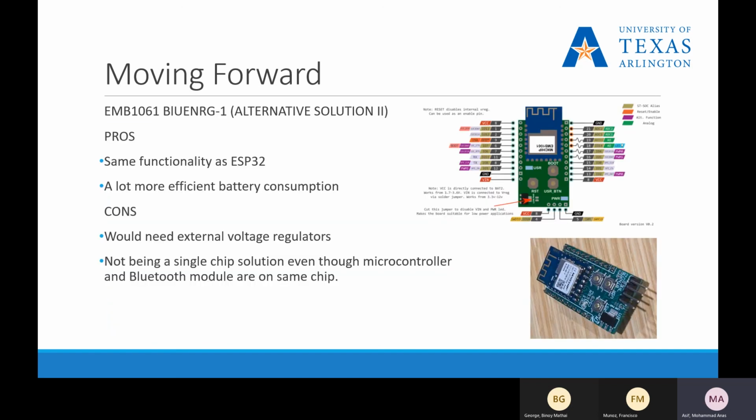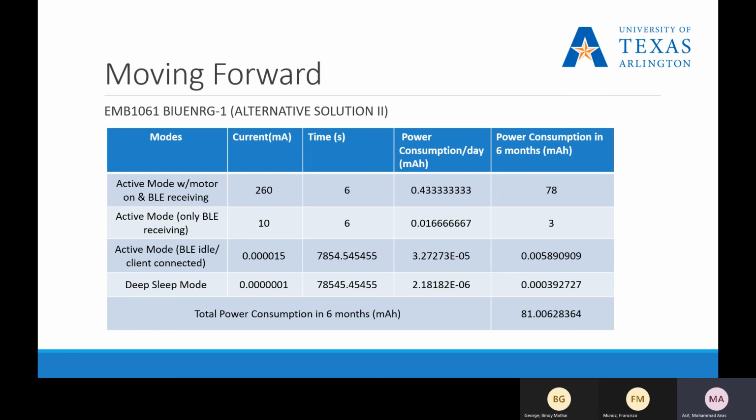Here is another solution, which is the Blue NRG solution. This is an entire single chip which has the Bluetooth module on the chip, and it also is a lot more efficient. But the thing is, the voltages our motor uses and this chip uses are different. So you would still end up needing to have a buck or boost converter and eventually have to print out a PCB as well. But as you can see, the theoretical values for this are a lot less than the 16,000 compared to our ESP32.